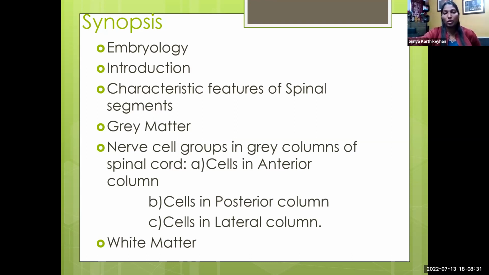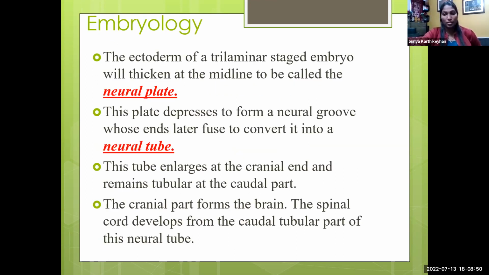And then we all know the spinal cord is composed of gray matter and white matter. So I'll be talking about the gray matter, the nucleus in the gray matter, the nerve cell groups in the gray columns, and also about the white matter. White matter is mainly composed of tracts. So I'll be talking a little bit about the tracts also. So I'll start with embryology.